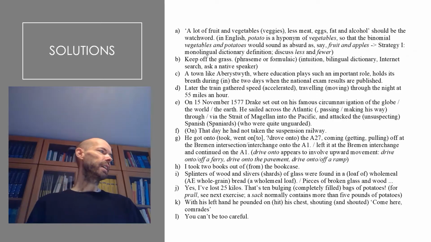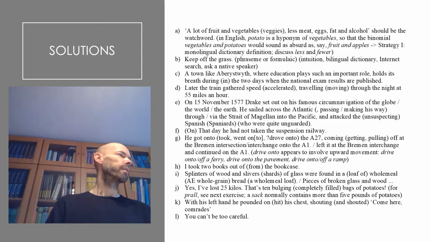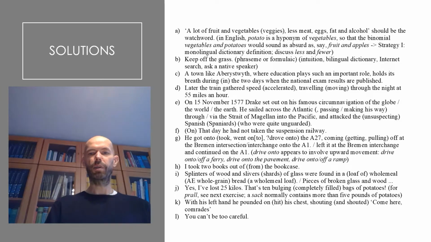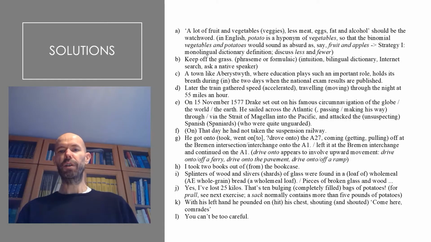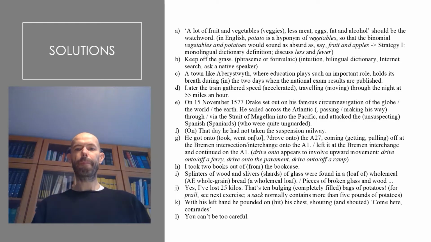In sentence E, we're dealing with the Schwebebahn, a particular means of transport that's not very common. We have one here in Germany in the town of Wuppertal, and of course you take a means of transport. You take the tube, for instance, to go to work or whatever. You take the bus. So you also take the suspension railway. That day he had not taken the suspension railway.